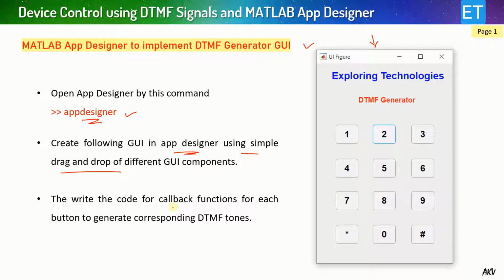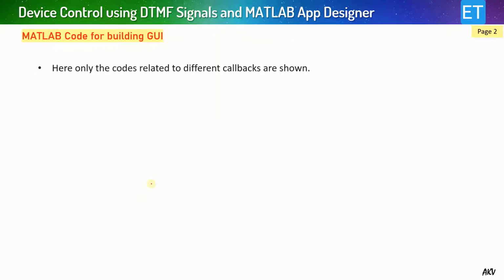We will write the code for callback functions for each button to generate the corresponding DTMF tones in that App Designer. And now here only the codes related to the different callbacks are shown. I'm not giving the whole program which MATLAB will write automatically, because it's a very lengthy one. And also when you go for App Designer and follow the process, you will get the same code, because MATLAB is writing it for you. We do not have to write that code. Okay, so here I am just giving that part of the code which we will insert on our side.